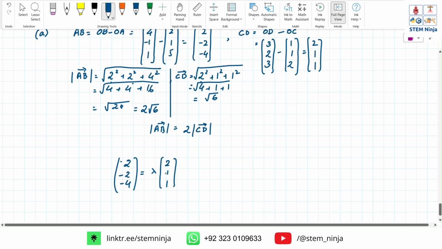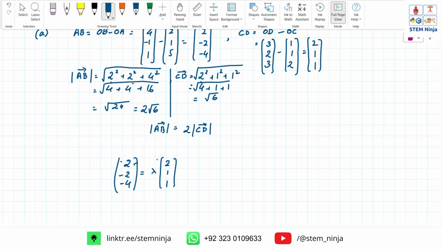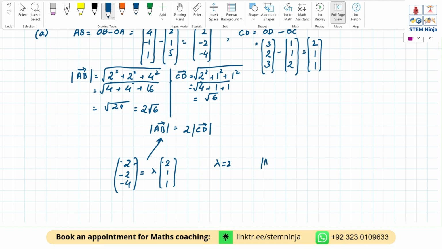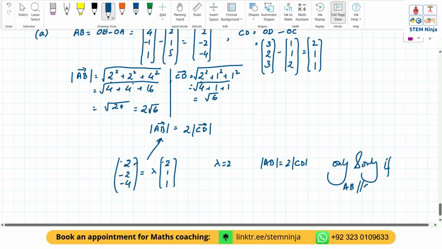They were not parallel to each other. As you can see, the components are different. So the only way we can do that: if they were parallel, we could say that lambda was equal to 2, so the magnitude of AB would be equal to 2 times the magnitude of CD. But only and only if these two vectors were parallel, but they were not parallel.